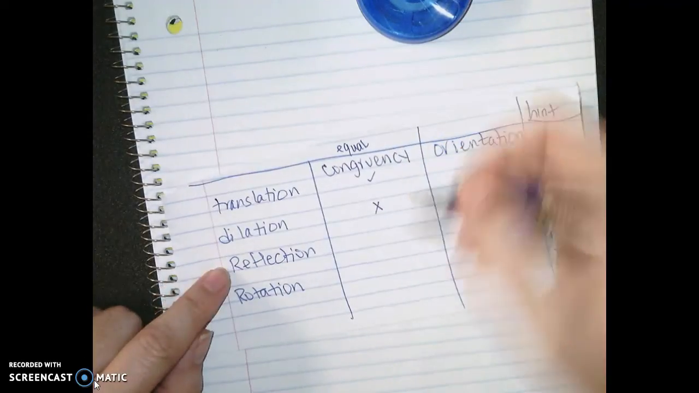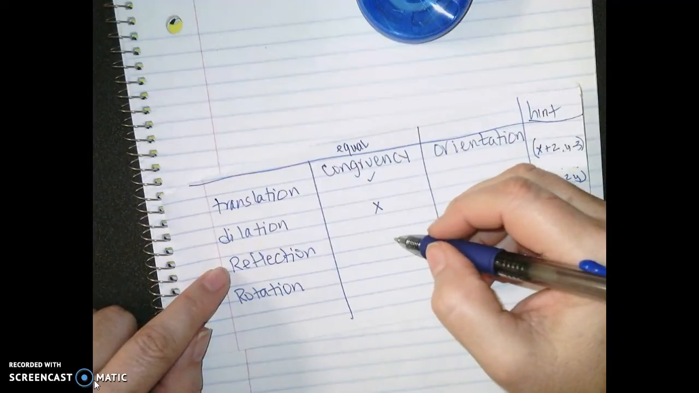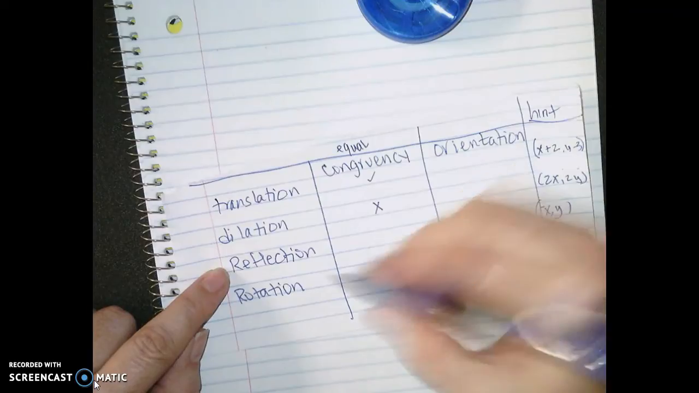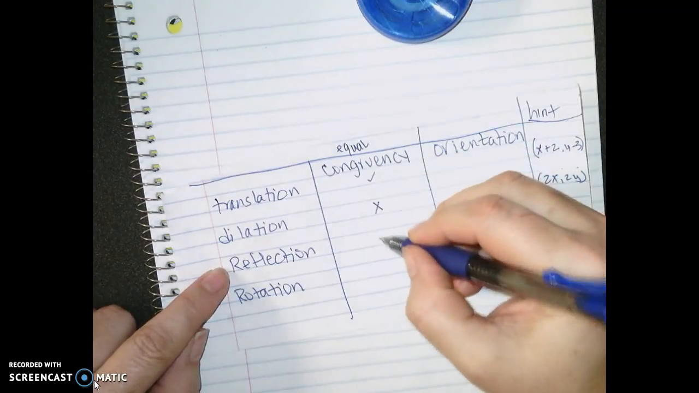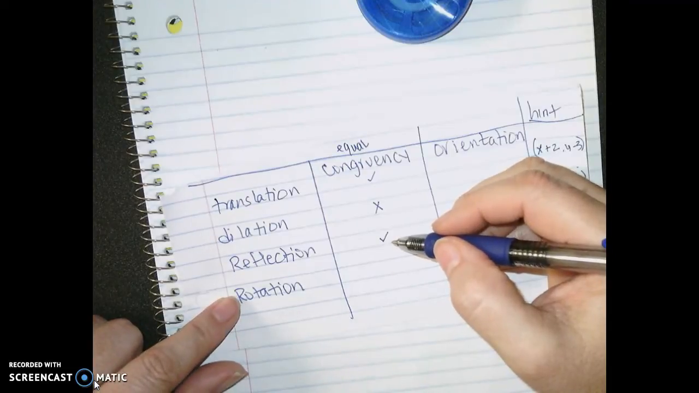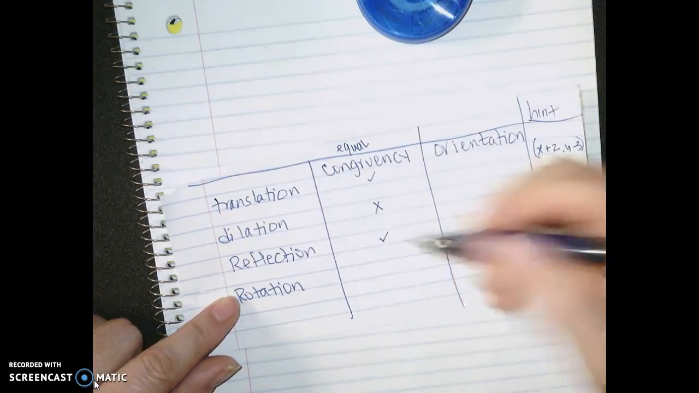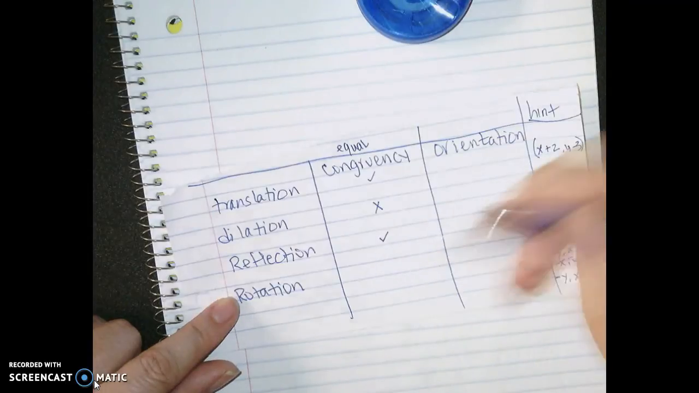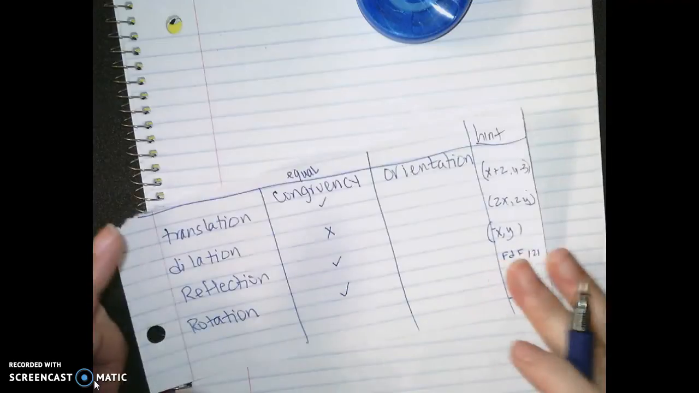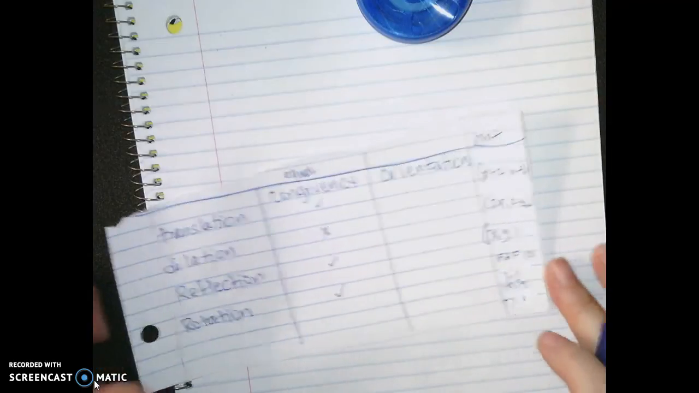If you flip something over, so if I turn your paper over, would it get bigger, or if I turned it back, would it get smaller? No. Reflection preserves congruency. Rotation. So if you turned around 3 circles, you would lose 5 pounds? I wish. Rotation preserves congruency. What about orientation? How do you remember orientation?